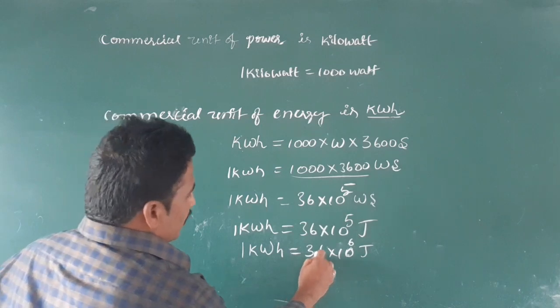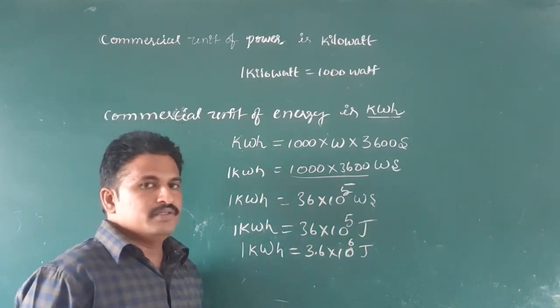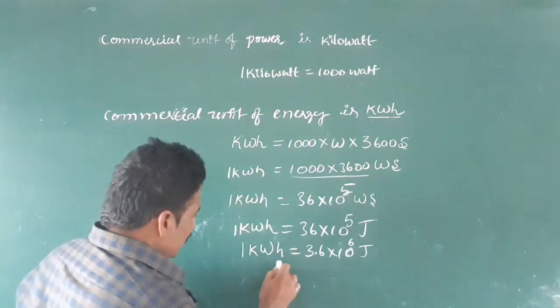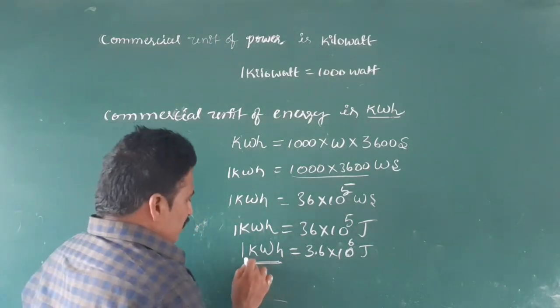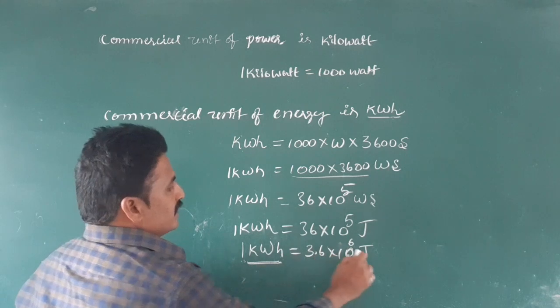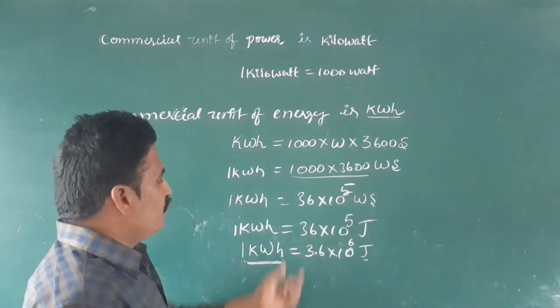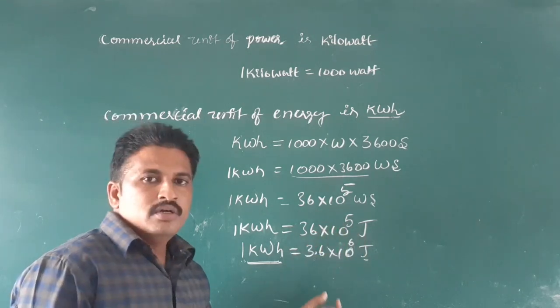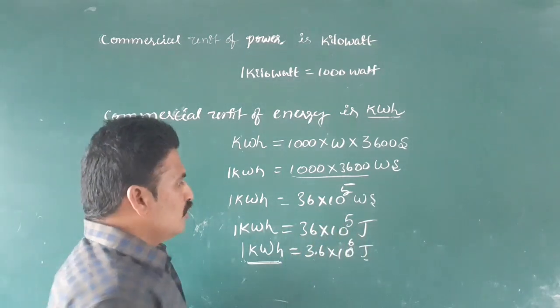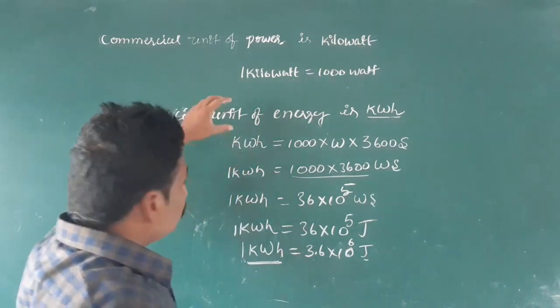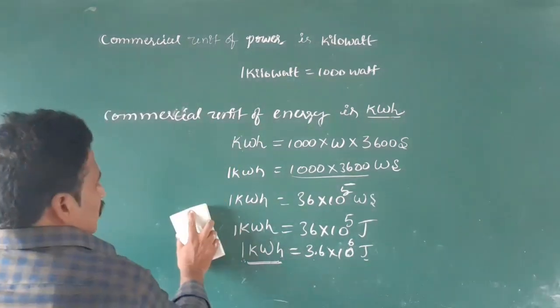If you take the point here, you get the power 6, students. Okay, this is the commercial unit of energy. This practical unit of energy is equal to 3.6 into 10 power 6 joules, or 36 into 10 power 5 joules, students. We already know that joule is the unit of energy or work done, students.